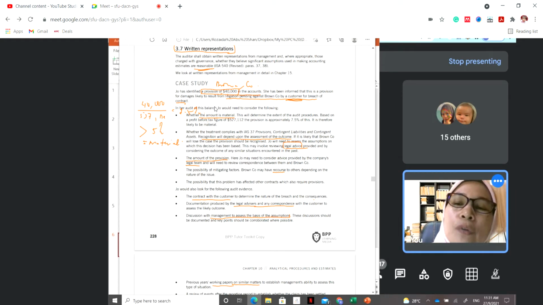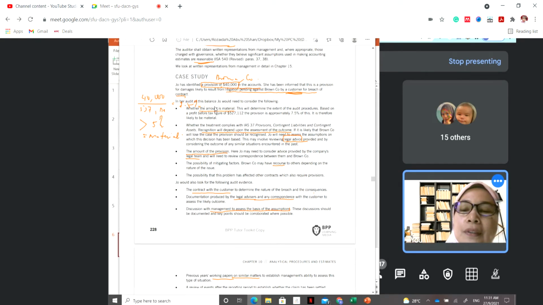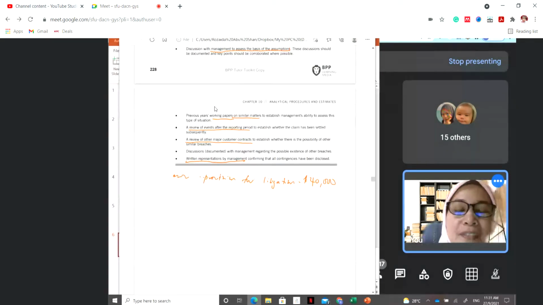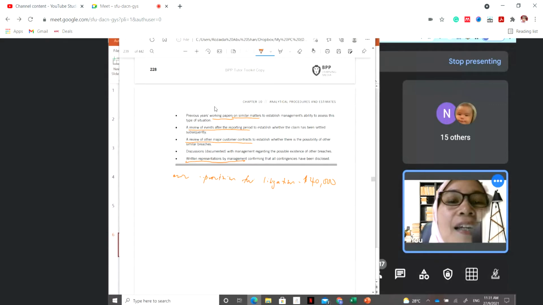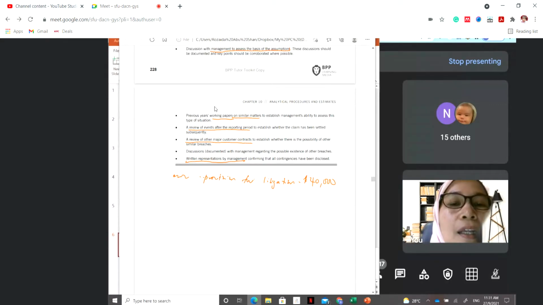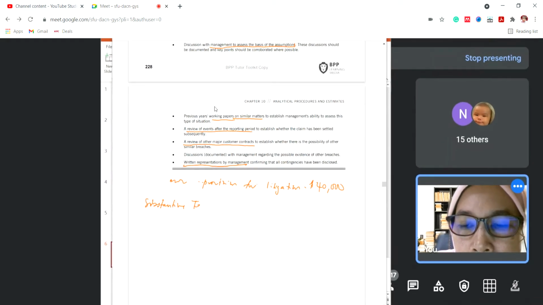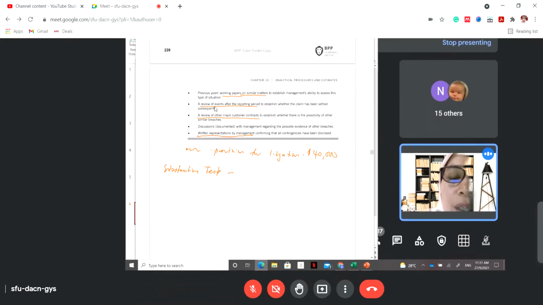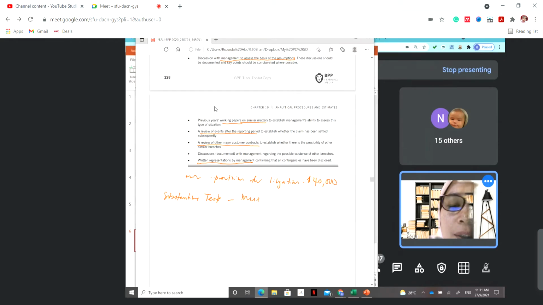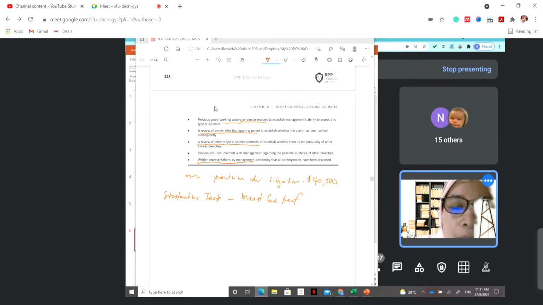And then you have to know, okay, actually what is the provision? Which one is not a provision, which one is provision? Okay, any question? Madam, yes. Substantive test ni need to be performed every year ke? Ke macam TOC? Substantive test ni. Okay, substantive test, yes, must be performed. Okay, dia must be performed in every audit.